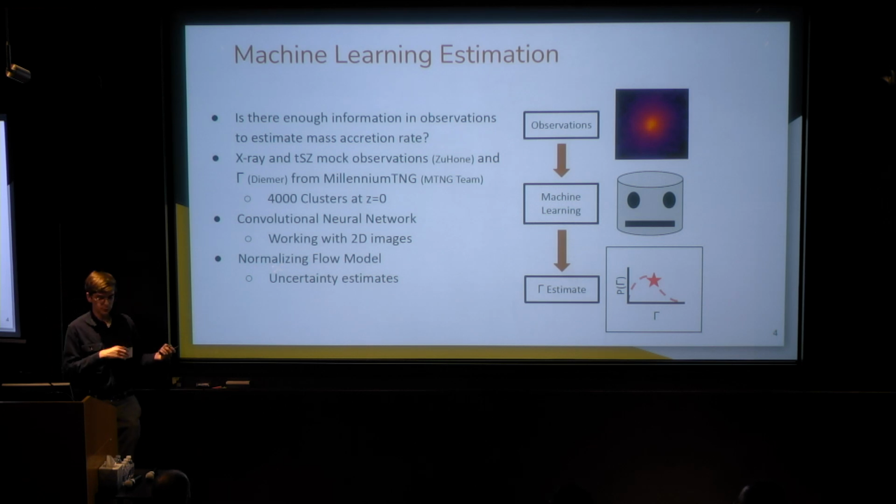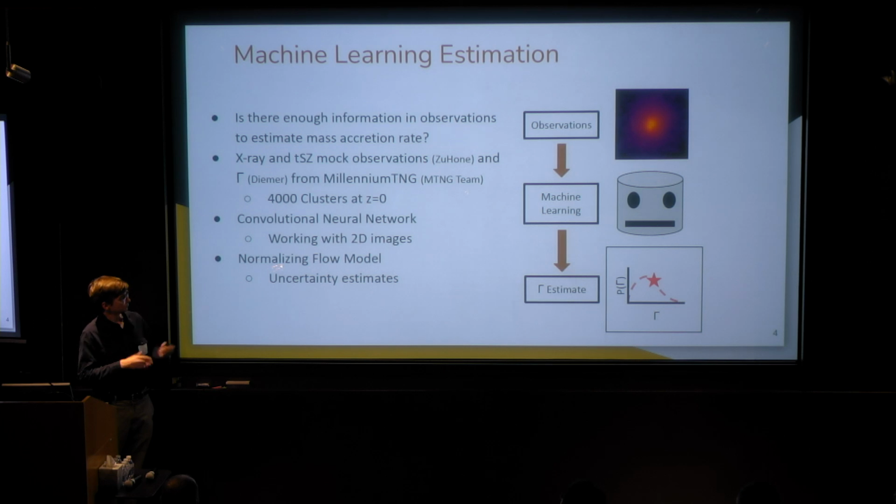And so again, we started with X-ray and TSE observations. We trained a supervised machine learning algorithm that was a combination of a convolutional neural network and a normalizing flow. We did that because convolutional neural networks are very good with images. The normalizing flow model allowed us to get uncertainty estimates because it's approximating a distribution. Basically, what it's giving us is the probability distribution of mass accretion rates given the observation that we're seeing.